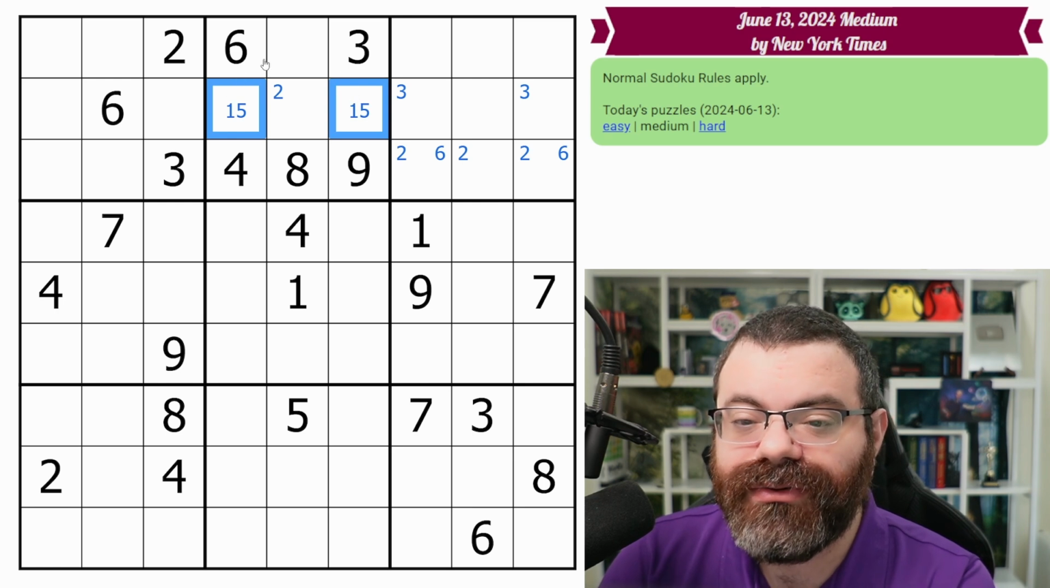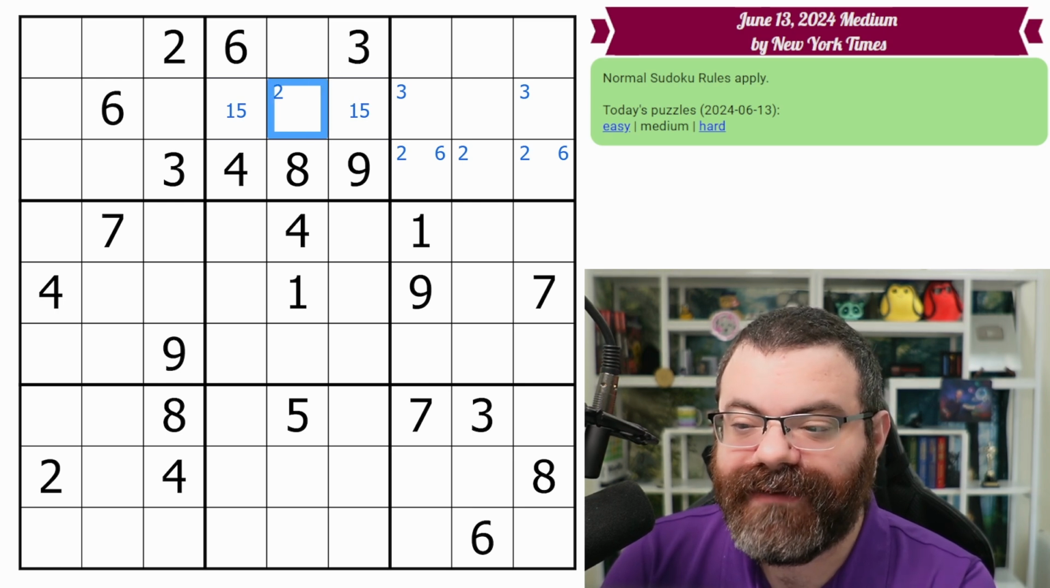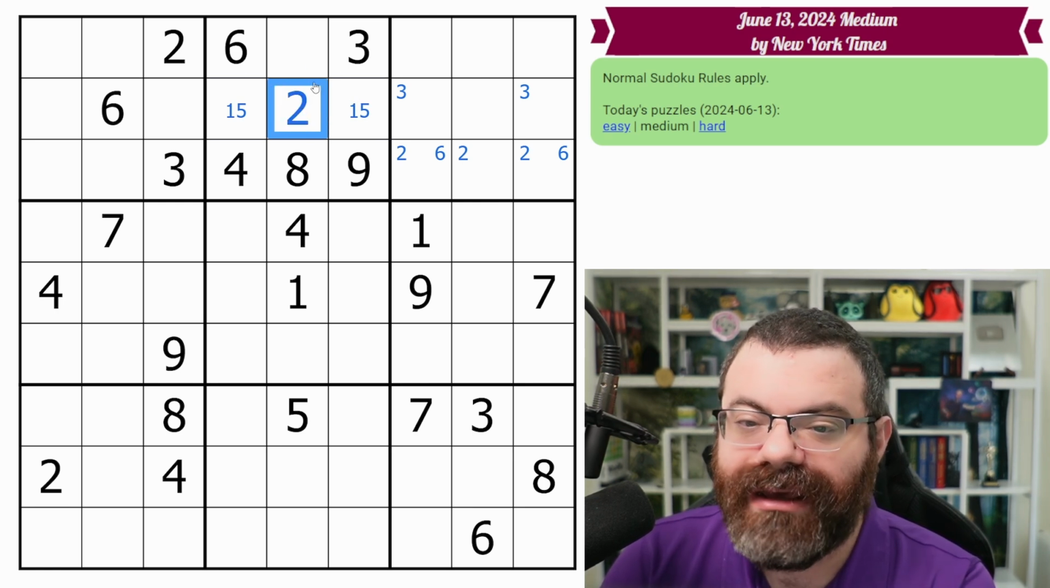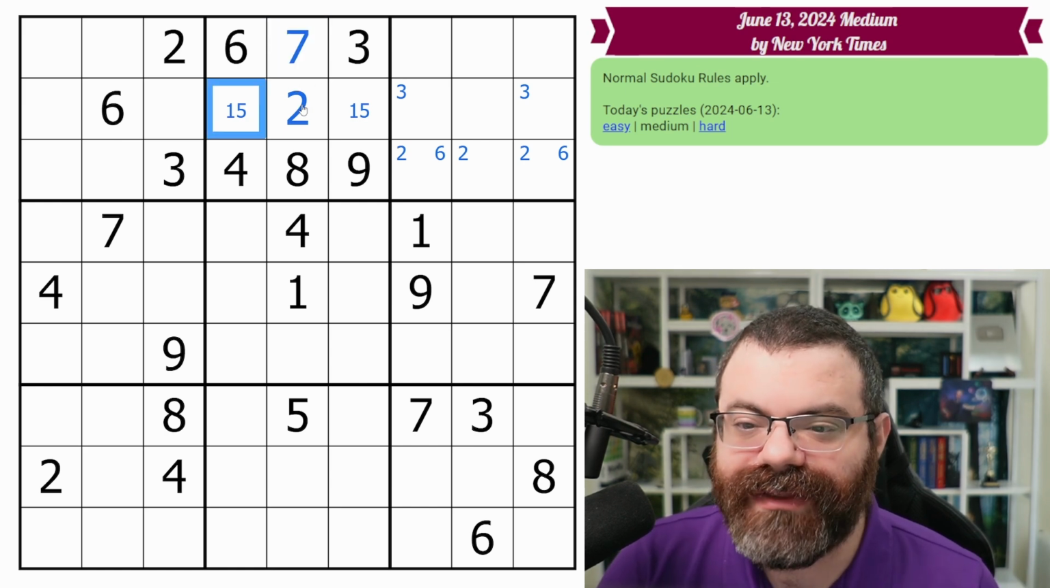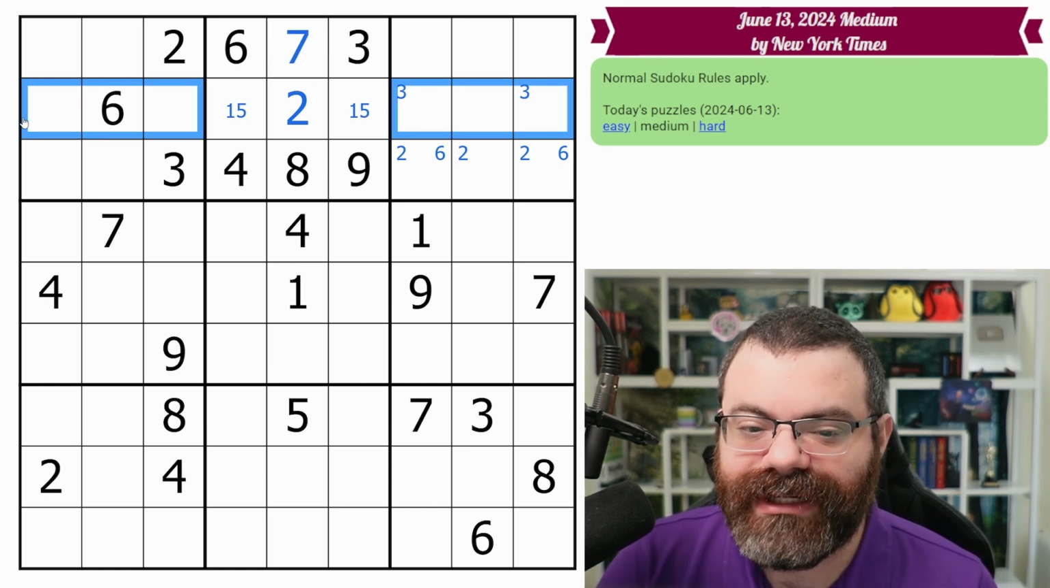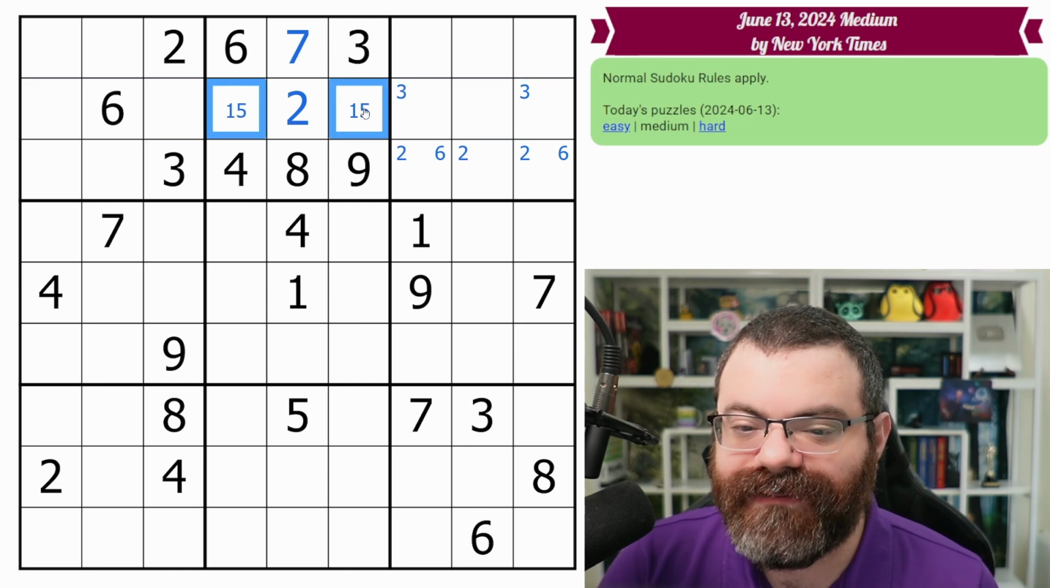So I can remove the 2 quarter marks from there, and that leaves only 1 place left for 2 in this box, which is right here. And then this is going to be the last digit for the box, the 7. Now this 1, 5 pair does also remove 1 and 5 from the rest of the row, because 1 and 5 will be here.